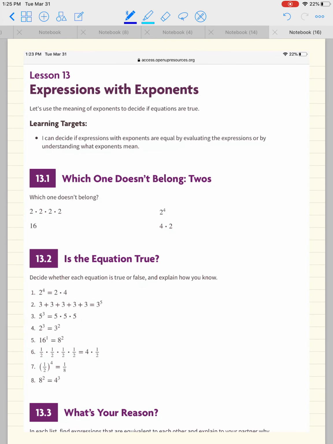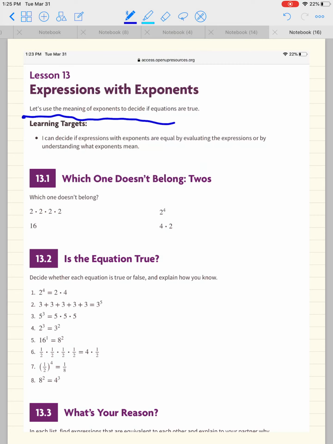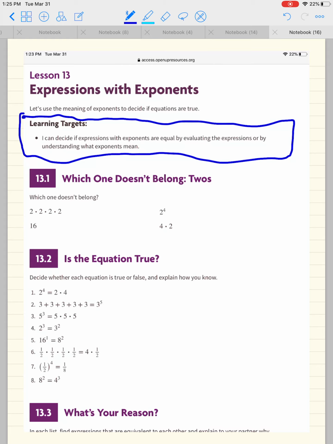Hi guys, welcome to lesson 13, expressions with exponents. So this is kind of taking our knowledge of expressions and combining them with yesterday's lesson on exponents. Our learning target is I can decide if expressions with exponents are equal by evaluating the expressions or by understanding what exponents mean. So let's go ahead and look at 13.1, which one doesn't belong.